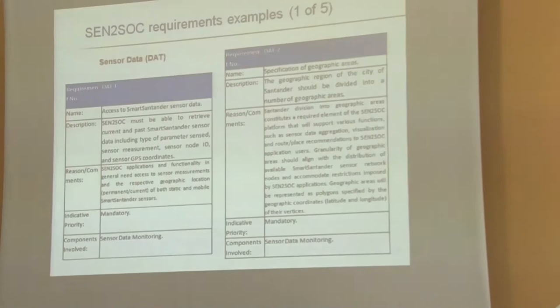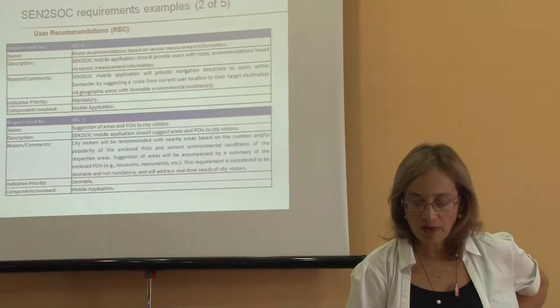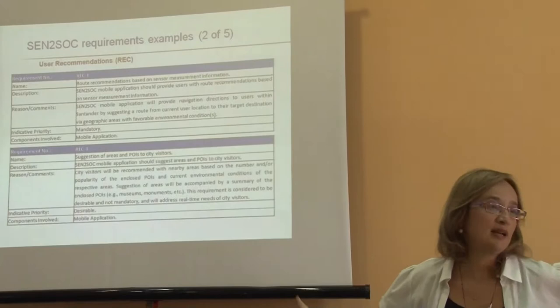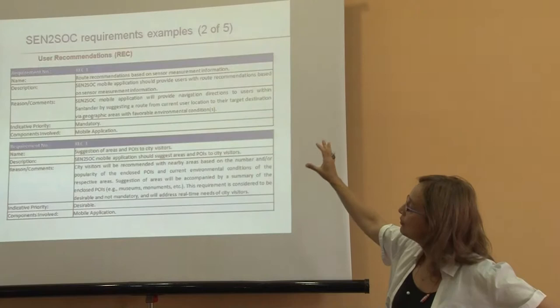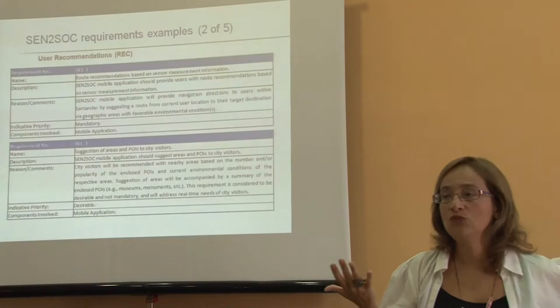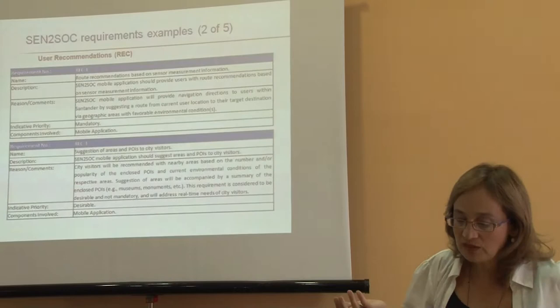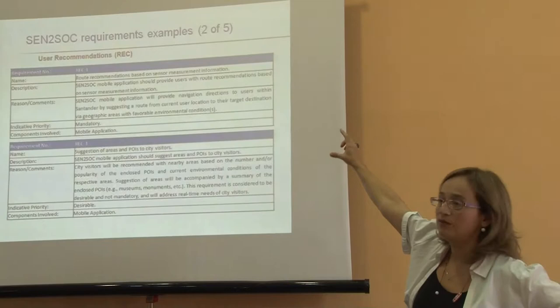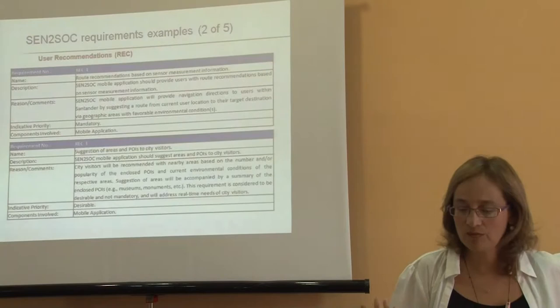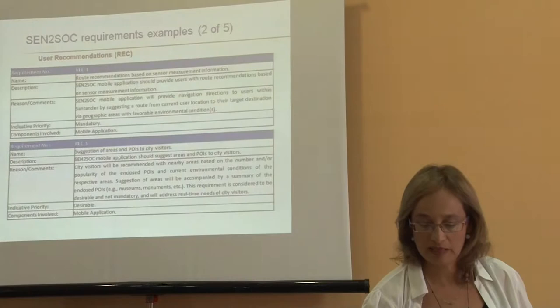These are some other requirements, for user recommendations. We have a mandatory one and a desirable one. The suggestion of areas and points of interest to city visitors is a desirable one, which we are now carrying out, because we wanted to give visitors the ability to find routes on the basis of the sensor measurements. And again, we have a mandatory one: route recommendations based on sensor measurement information. As you will see, the first requirement is already implemented. The second one, which as I said was a desirable one, is running right now. We hope we'll be able to offer that in the application.